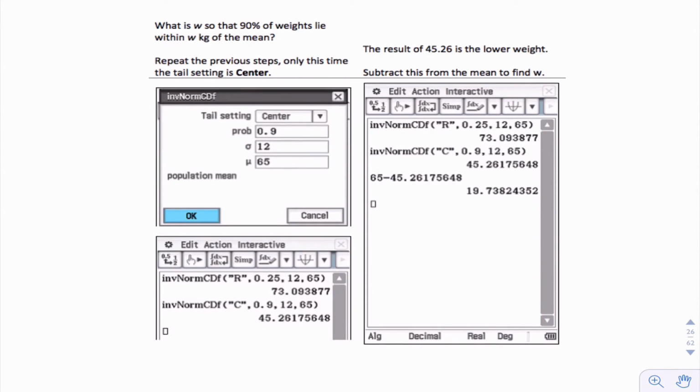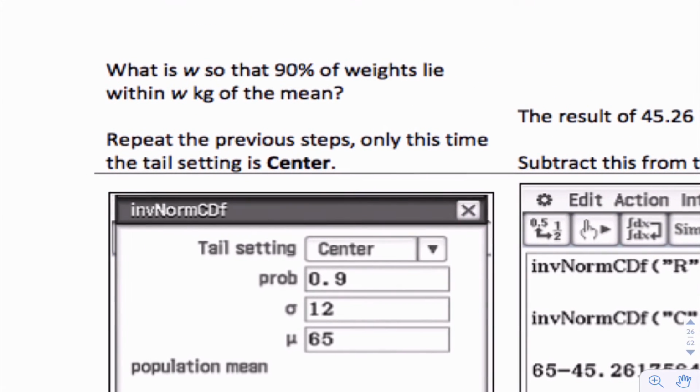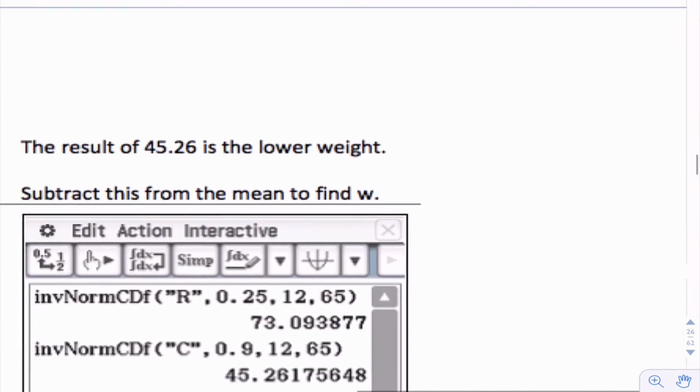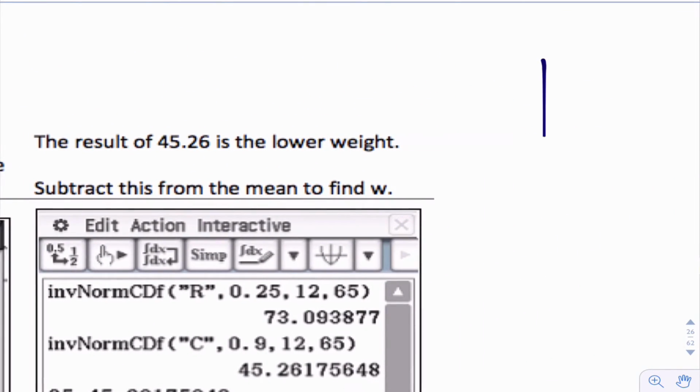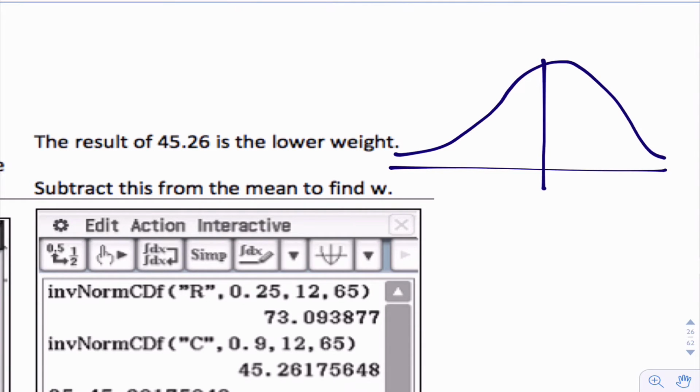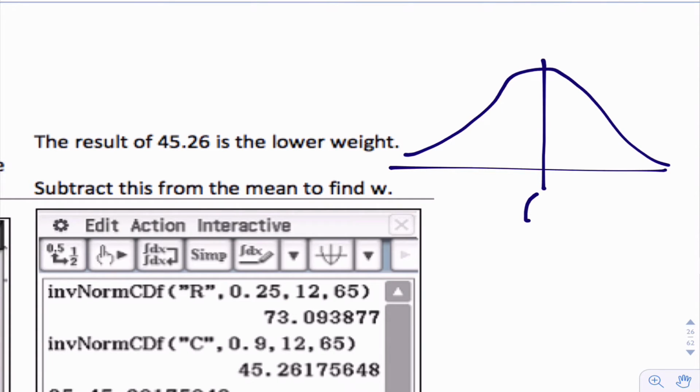Okay, here's a slightly different question. What is W so that 90% of the weights lie within W kilos of the mean? Again, draw a normal distribution. Here I go again with my normal distribution. Sorry, it's not very good. It's even worse, but I'm giving up.